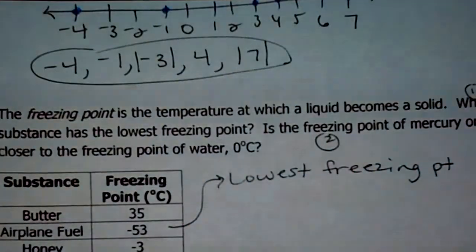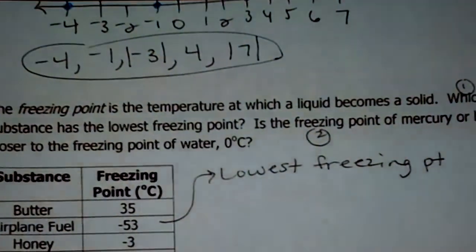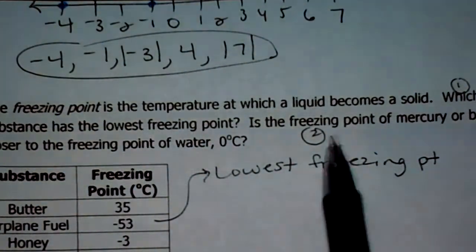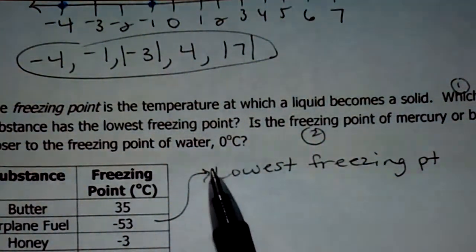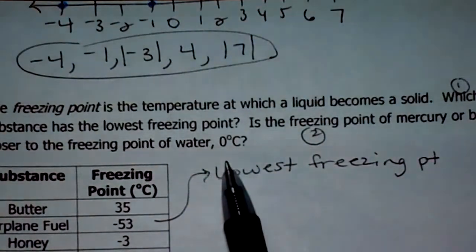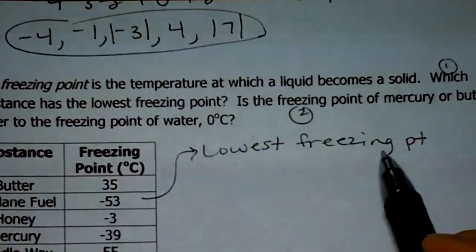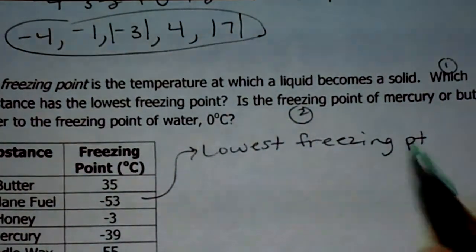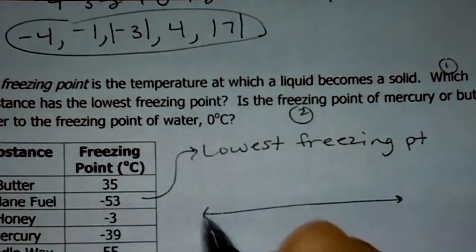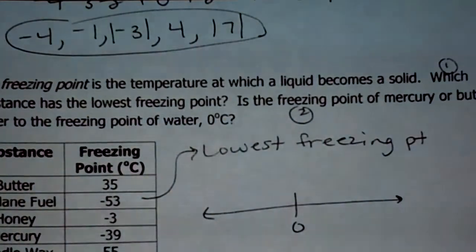Now the next question isn't really asking you greater than, less than. It's asking you which one's farther away, or which one's closer, to 0 degrees Celsius. So basically what we have here is, is the freezing point of mercury or butter closer to water? Let's say that this is water. Okay? Now mercury is negative 39.